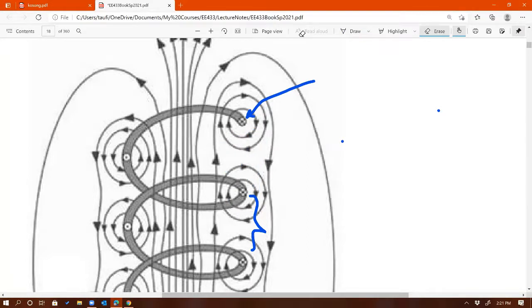So this is good, right? This is actually beneficial for us, right? The fact that the area right here between the turns pretty much has no magnetic field means that the two wires, the two coils, are not coupled to each other.